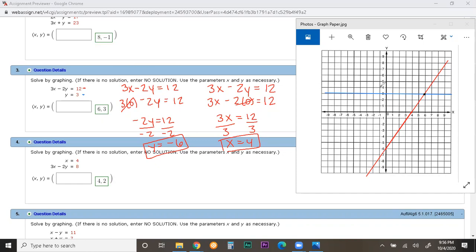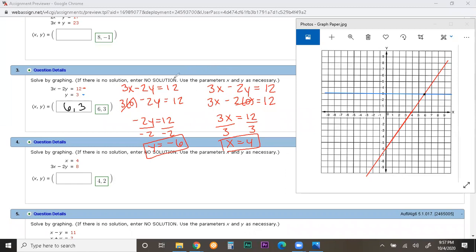So this point here is 6, 3, all right? So what you will input in here, they already have the parentheses for you. So you would just type in 6, 3, all right?